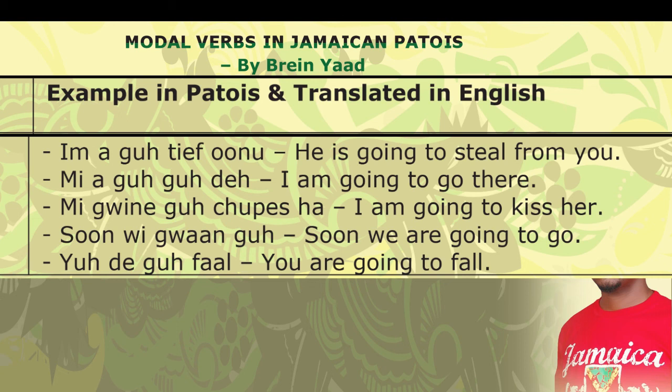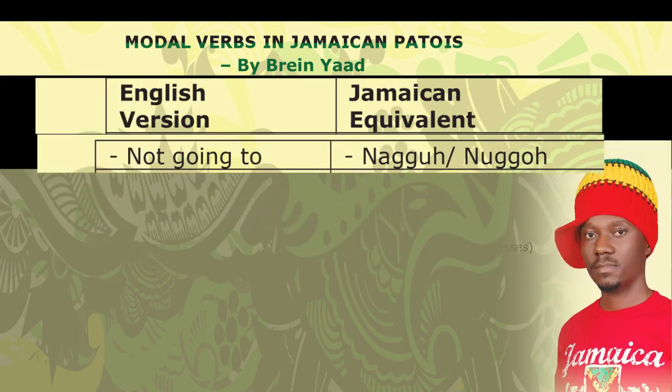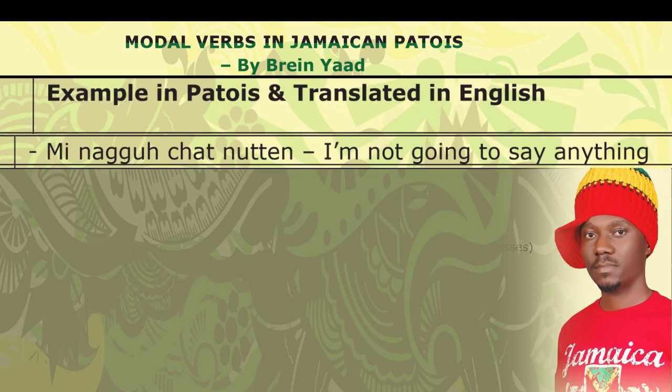So, Jamaican is interesting if you learn. So, just giving you a sample. Okay, we go to modal verb not going to. How do you say not going to? Na go. So, under example, somebody says, "me na go chat nothing". Meaning, I'm not going to say anything.